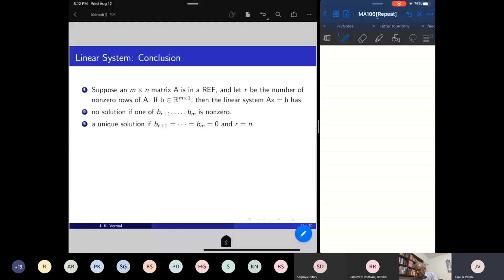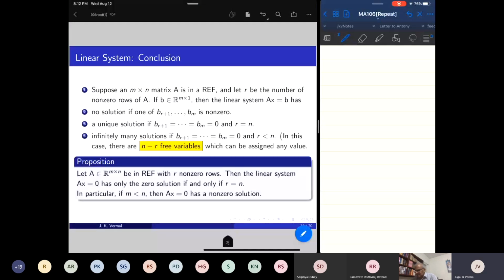If the consistency condition is satisfied and the number of pivotal variables is less than the number of columns, then there are going to be free variables. As soon as at least one variable is a free variable, a non-pivotal variable, and the consistency condition is satisfied, there will be infinitely many solutions, because the free variables are n minus r in number and they can be assigned any value, and this assignment will lead to a solution of Ax equal to b.